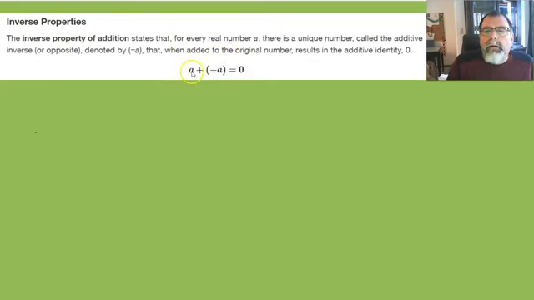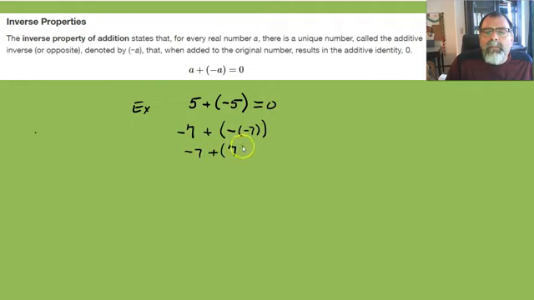So if you take any number and add it to its additive inverse, to its opposite, you're going to get 0. For instance, if I took 5, the additive inverse of 5, or the opposite of 5, is negative 5, and 5 plus negative 5 is equal to 0. If I did negative 7, the opposite of negative 7 is 7, so that's the additive inverse. So negative 7 plus 7 is 0.